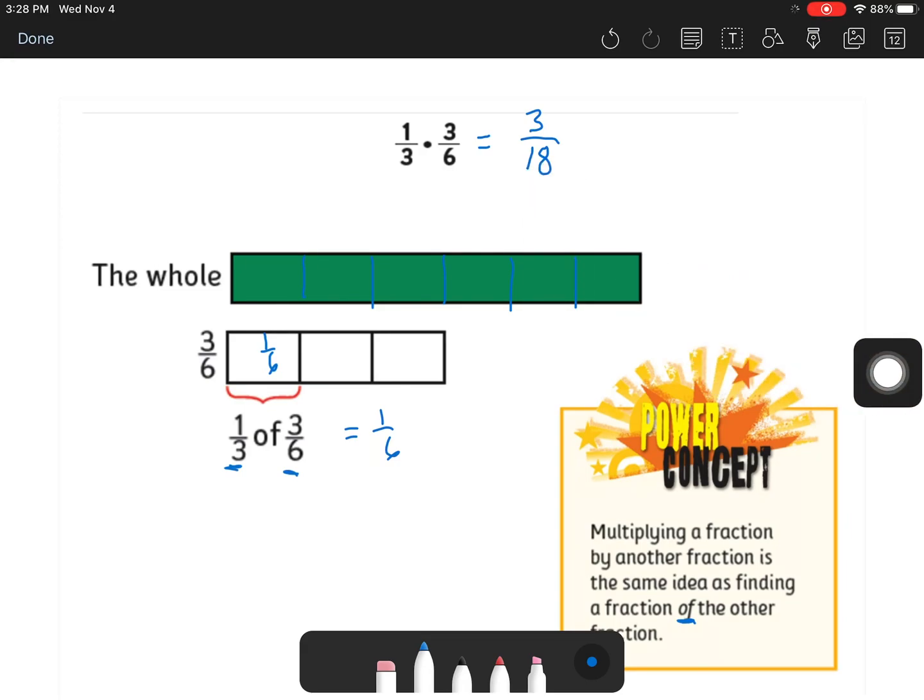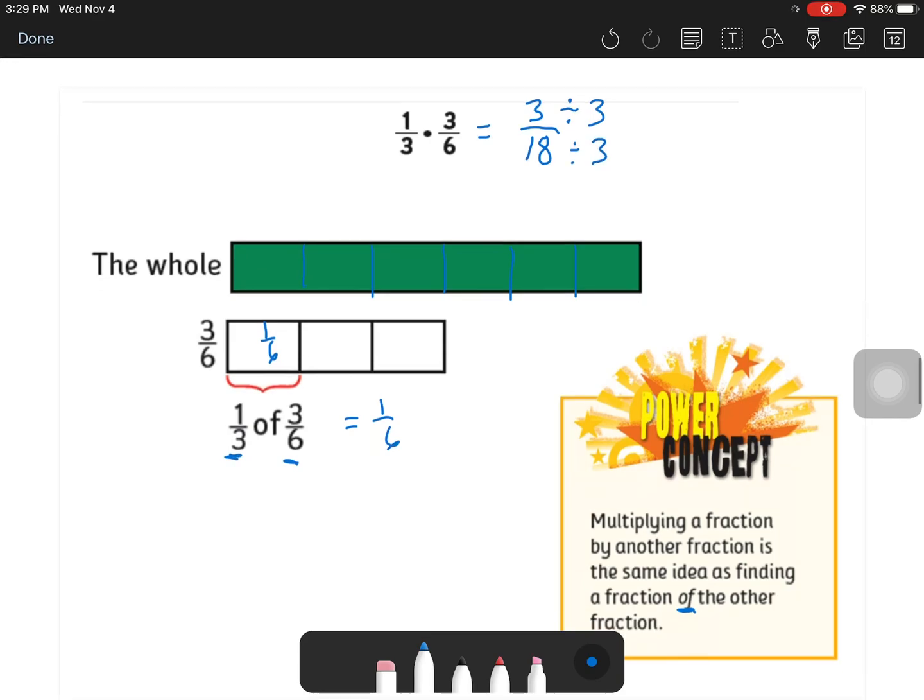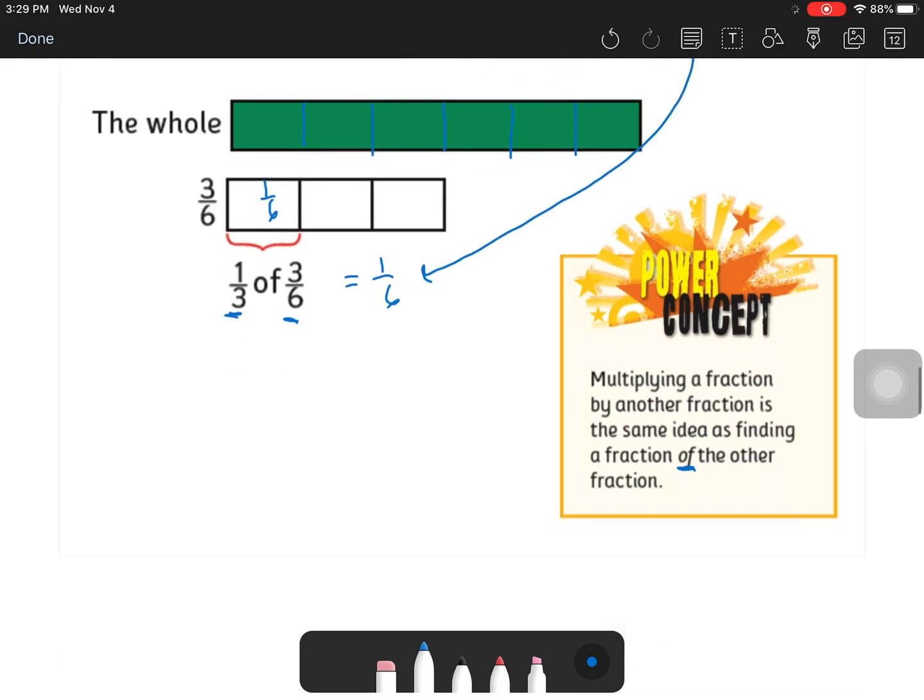And so what we can do is say, well, is there a common factor? So if I look in my 3's row and in my 18's row, I would see that they're both divisible by 3. So what I can do is divide, just like I can multiply the top and bottom of a fraction by something, I can also divide the top and bottom of a fraction if there's a common factor. And so then 3 divided by 3 is 1, and 18 divided by 3 is 6. So 1/6 is the simplified answer. That's the same as what they're trying to show me right here.